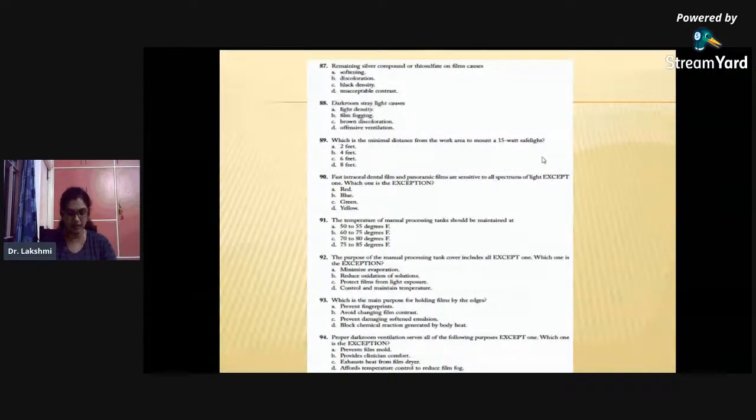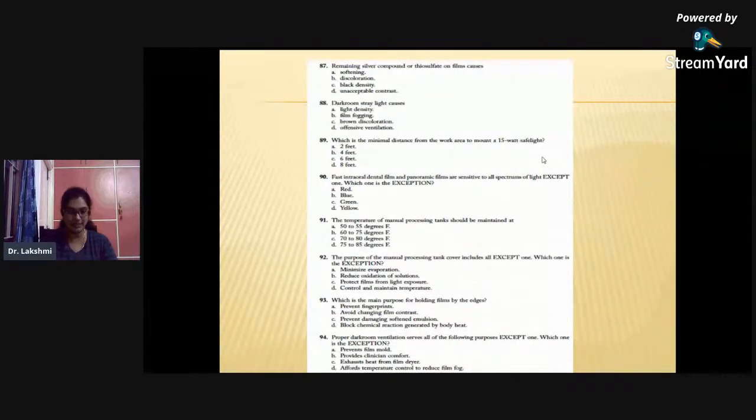Okay, so 92 option is D. 93rd question, which is the main purpose of holding films by the edges? Okay, that is A, prevent the fingerprint artifact. Go back to the picture and recall it.